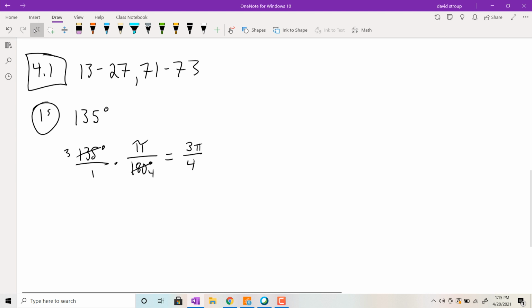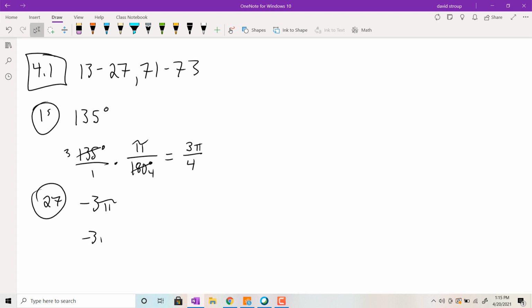You have to be able to go in the other direction as well. So number 27, convert to degrees: negative 3 pi over 1. This time we have to multiply by 180 over pi. So the radian part will cancel out and you're left with degrees. Negative 3 times 180 will leave you with negative 540 degrees. So we should all know how to do conversions back and forth without too much work.